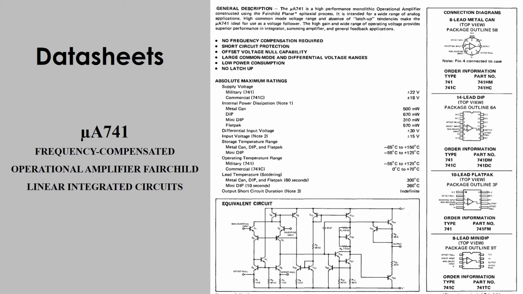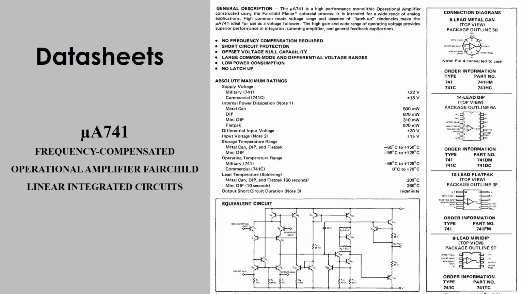It is written that 741 is a high performance monolithic op-amp constructed using the Fairchild planar epitaxial process, and its characteristics are given: no frequency compensation required, short circuit protection available, offset voltage null capability, large common mode and differential voltage ranges, low power consumption and no latch up. Because of its superior performance it can be used in integrator, summing amplifier and general feedback applications.